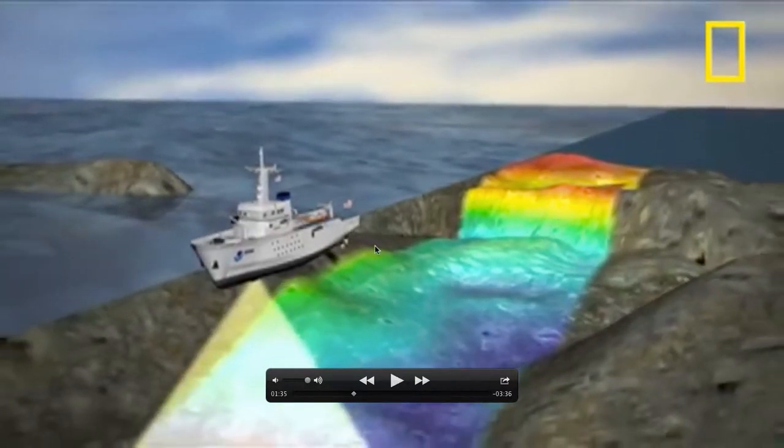Now, if you take a look here at this boat, what the boat is doing, it's sending a signal down and it's receiving a signal all the way across sea level through the ocean floor so that it can get an accurate depiction of what the ocean floor looks like.